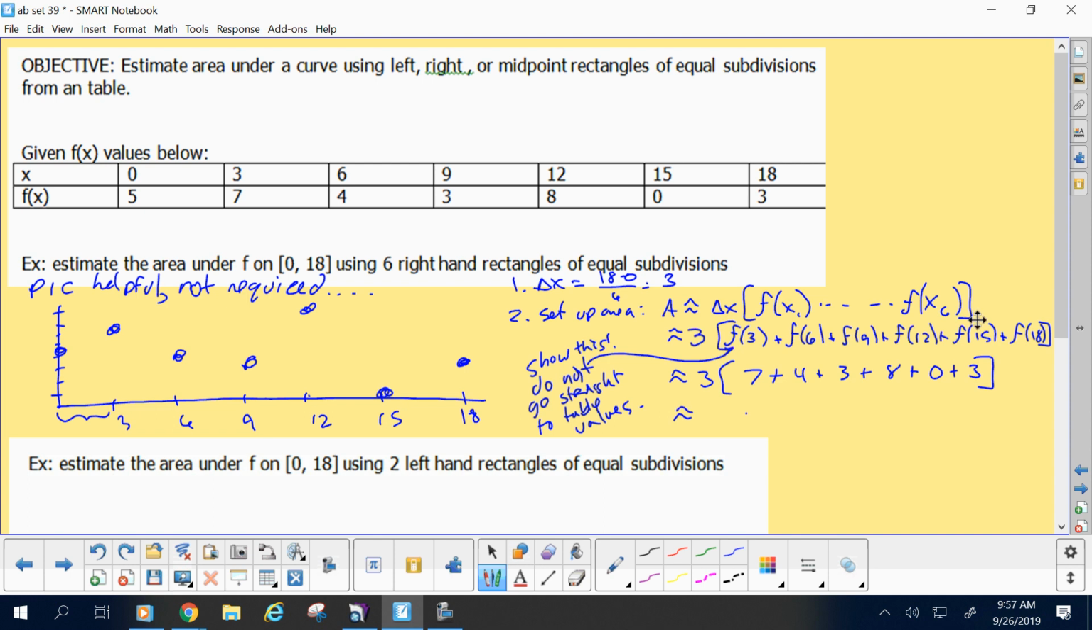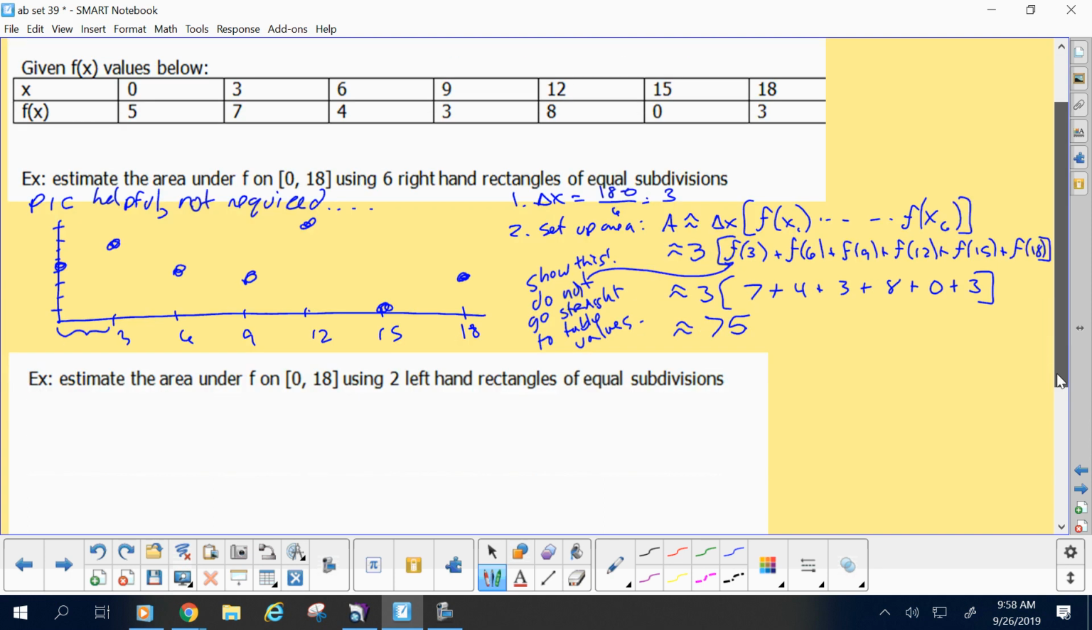If you then add here, what do you got? 11, 14, 22, 25. 25 times 3, 75. All right, there's my estimate, and we're good to go. You follow? Now, without seeing the actual graph, I can't tell if that's an overestimate or underestimate. That's not as clear here, so that part would be lost.